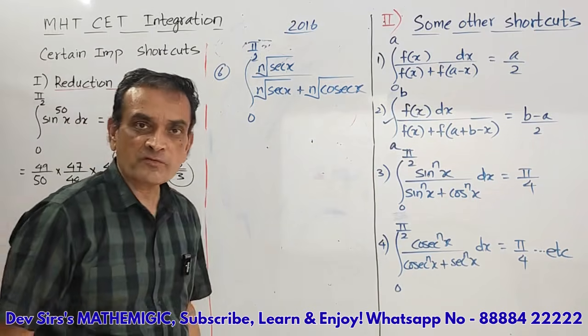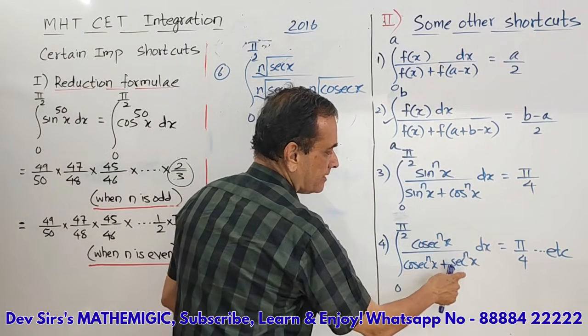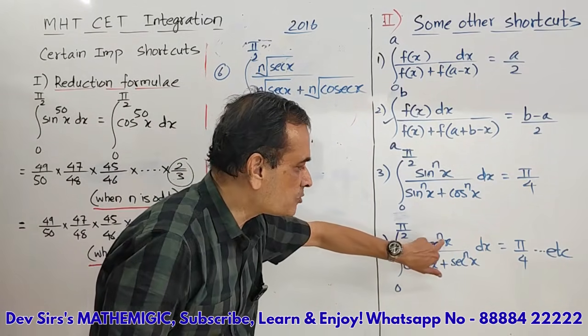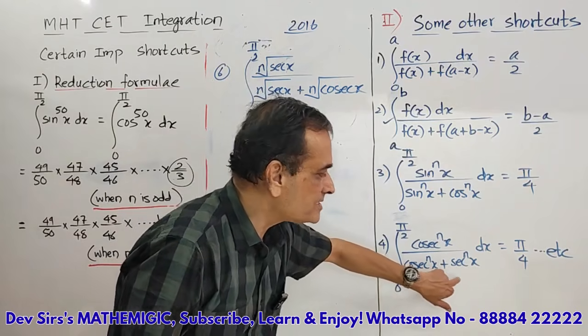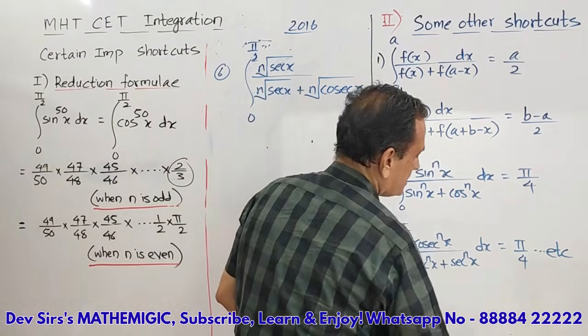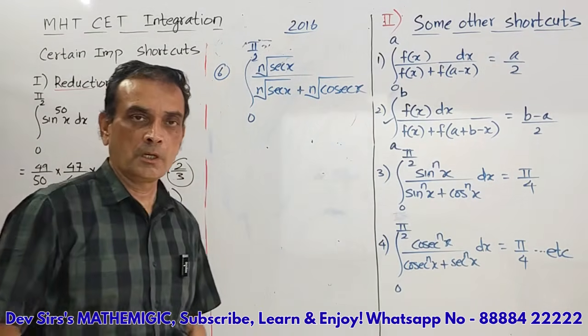What is the reciprocal of sine? Cosec. What is the reciprocal of cos? Sec. So even if the problem is of this type, cosec raised to n x upon cosec plus sec, for all such types, the answer is a single answer, which is pi by 4.